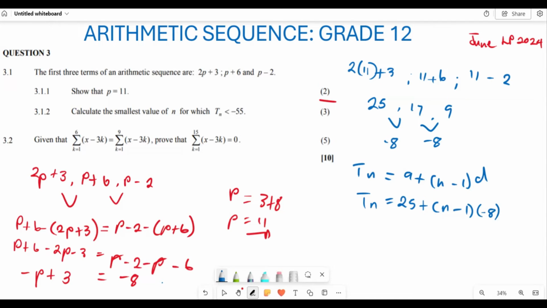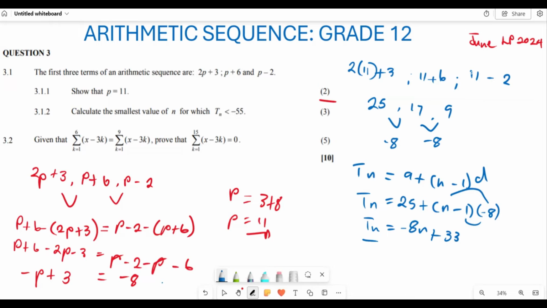Now, my Tn here is going to be the same as what? This is going to be the same as your -8n. This is the same as -8n when you multiply here, right? And 25 plus 8, right? 25 plus 8 is giving us what? This is going to give us 33, which means this is going to be plus 33, right?